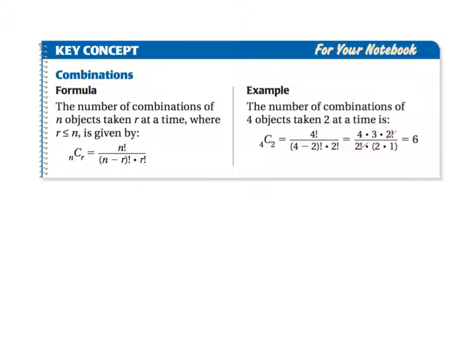So for example, if I am taking 4 objects taken 2 at a time, it'd be 4C2, so I put 4 factorial on top, divided by the 2 numbers subtracted, so 4 minus 2 factorial, times the last number factorial. So we have times 2 factorial. So 4 times 3 times 2 factorial, we left that as 2 factorial because that would cancel with the 2 factorial that we got when we took 4 minus 2, times 2 factorial is basically just 2 times 1, which is 2. So you end up with 4 times 3 is 12, divided by 2, so you get 6.